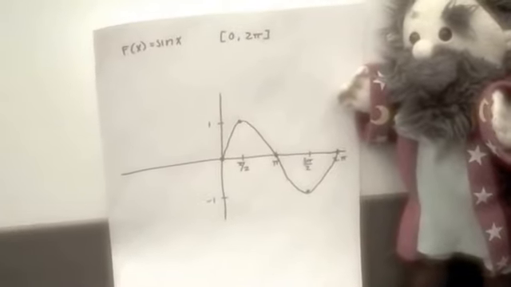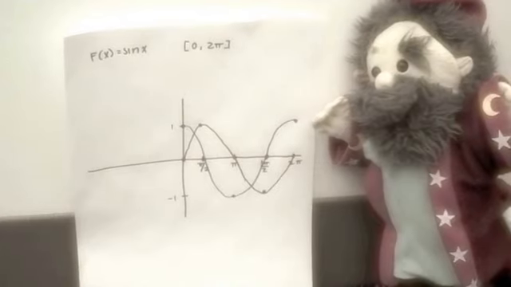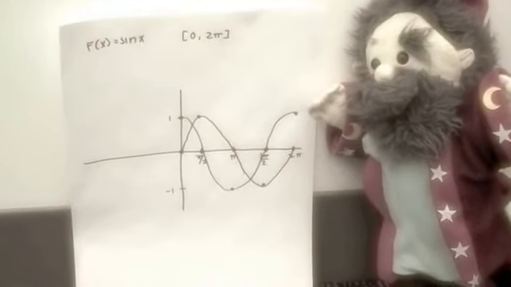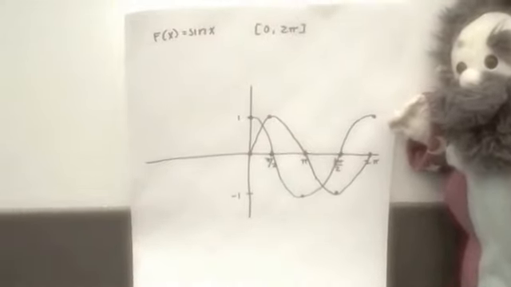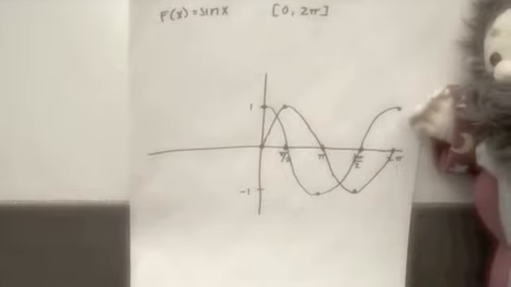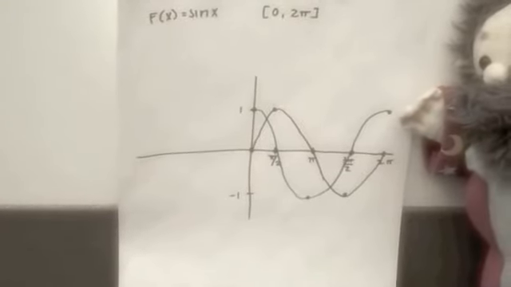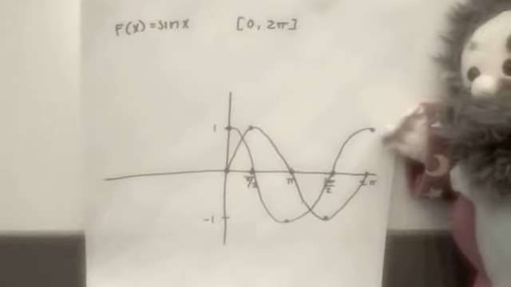Now let's look at the derivative of sine of x, cosine x. From the graph, we can see that f prime x has a max at 0, 1, and at 2 pi, 1, and a min at pi, negative 1. The inflection points are at pi over 2 and 3 pi over 2. It's concave up from pi over 2 to 3 pi over 2, and concave down from 0 to pi over 2, union 3 pi over 2 to 2 pi.